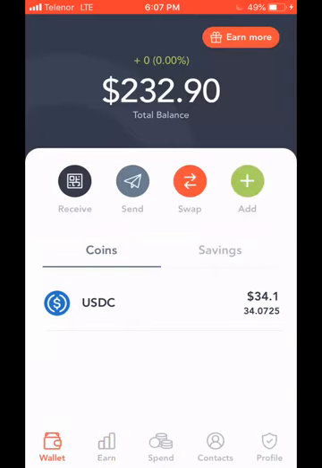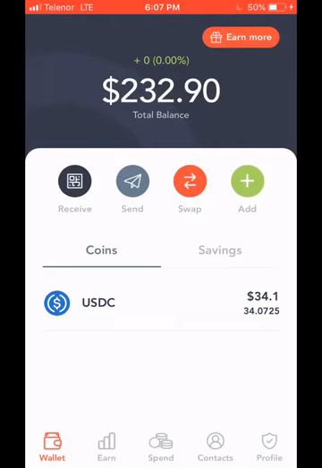tab. And I really want to spend some time to talk about this because it plays a large role in seeing not only all of your holdings, but also your savings accounts, in this case basically your accounts through Celsius or Compound. So you can see in the top bar up here where it says my total balance at the top part of the screen, I have $232.90.